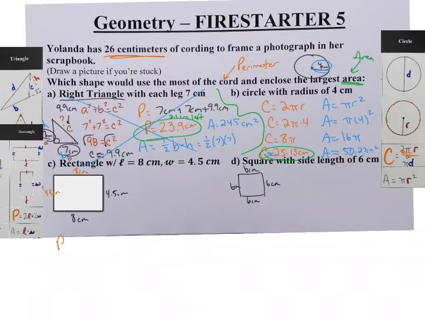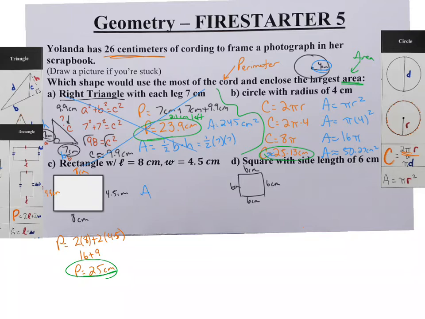So right now my perimeter is going to be 2 times 8 plus 2 times 4.5. So 2 times 8 is 16. 2 times 4.5 is 9. So my perimeter is 25 centimeters. So this one has a whole centimeter left over of extra chord. Now, we might have to make a decision if the area is close. So I'm going to look at my area.